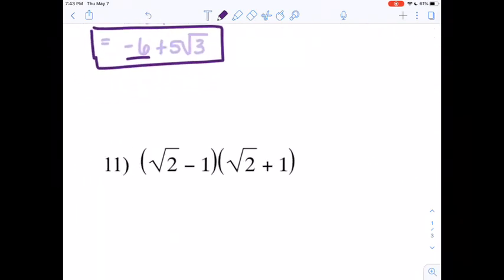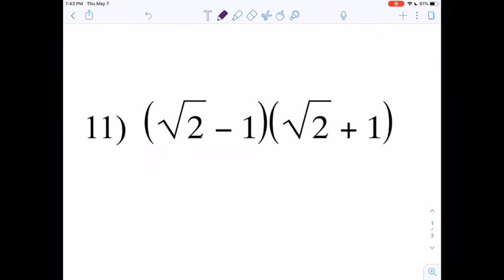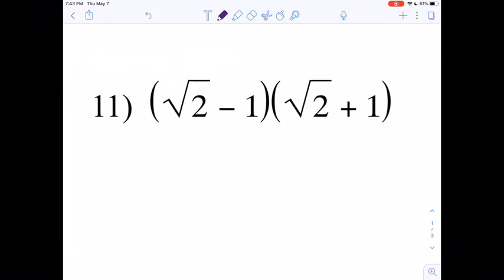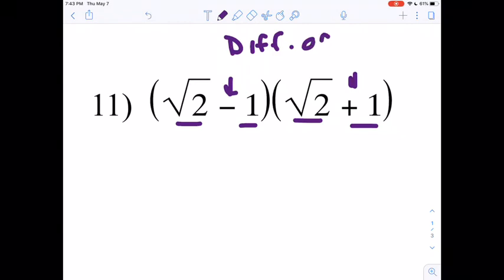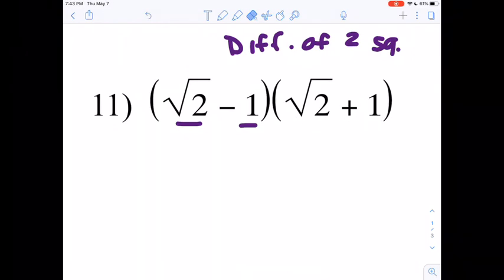Okay, number 11. This is actually a special case. These are matching, right? But one's minus, one's plus. This is a difference of 2 squares. I'll show you the long way, and then I'll show you the shortcut. And for those of you who like the shortcut, please feel free to use it. But the long way, we're just going to do regular FOIL.